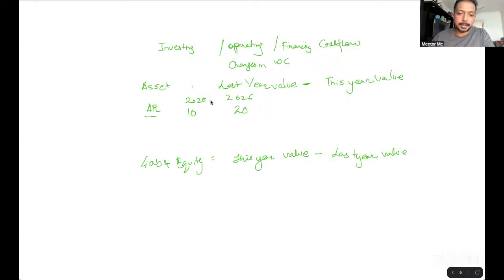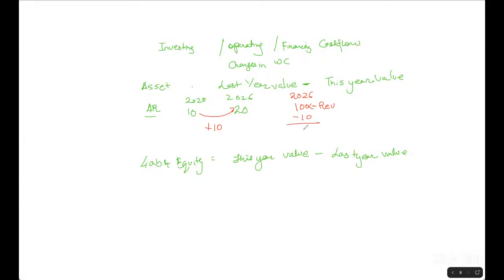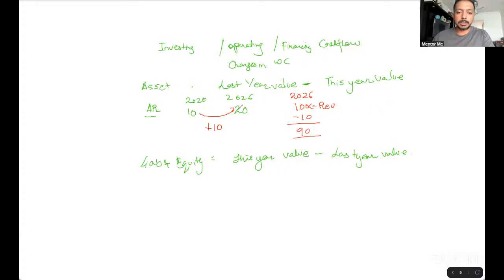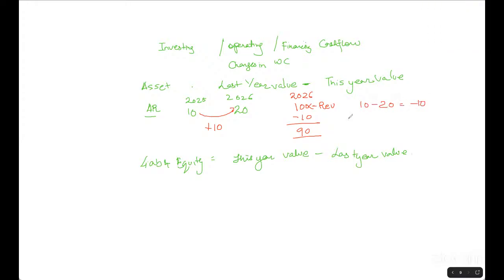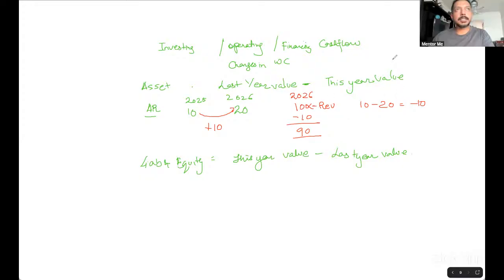Let's say in 2026 itself, you had a revenue of 100, and your accounts receivable increased by 10, from 10 to 20. So how much less did you get in revenue? Minus 10, which means 90. So now you just use last year minus this year. This is the logic: if you do 10 minus 20, you get minus 10. And all of these we adjust against net income, the revenue, right?